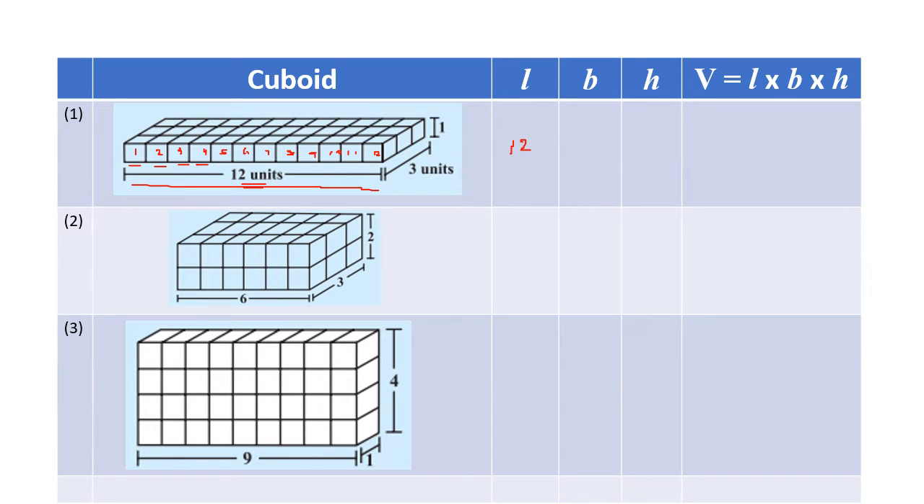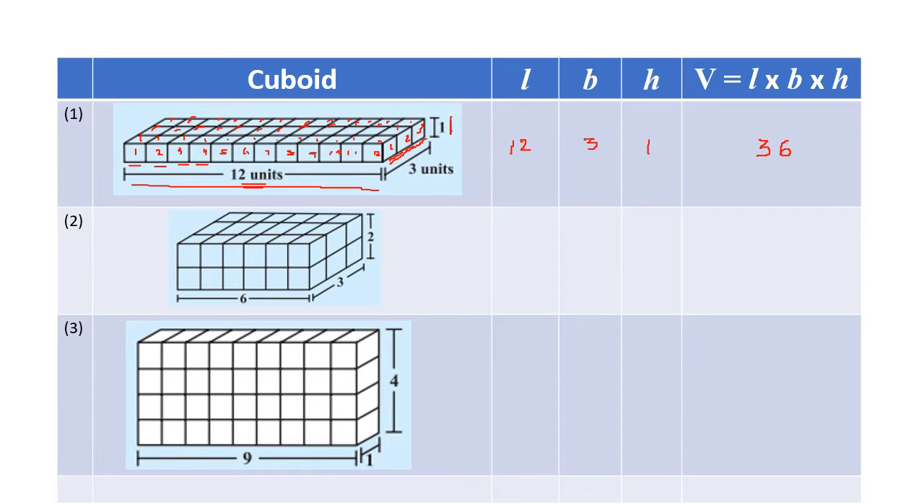The breadth has 1, 2 and 3 blocks placed in a line. So the breadth becomes 3 units. And the height is only 1 cubical block. So the height is 1. To find the volume, I have to see how many cubical blocks are arranged in this cuboid. So I count 1, 2, 3, up to 36. So in total I have got 36 blocks which can be arranged.